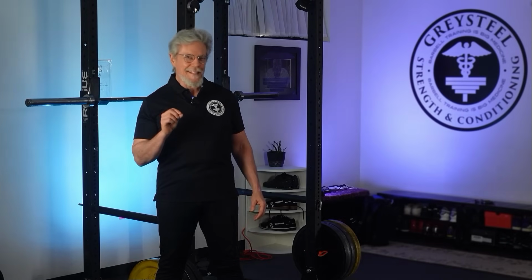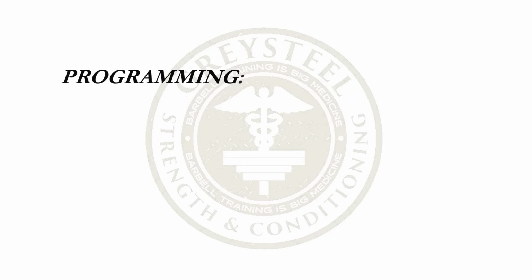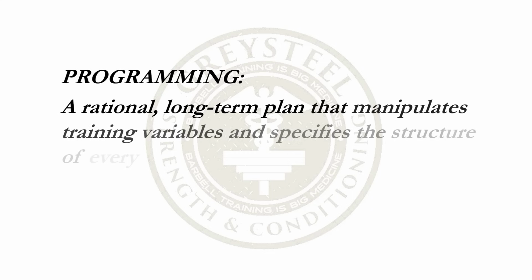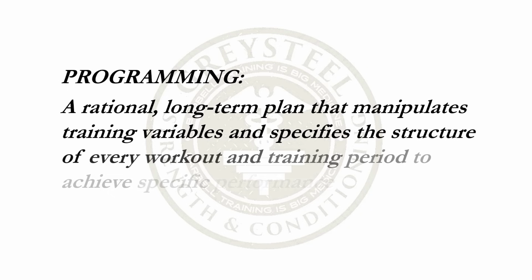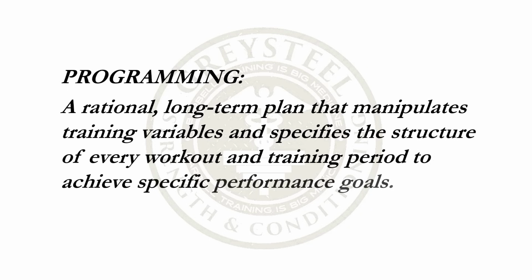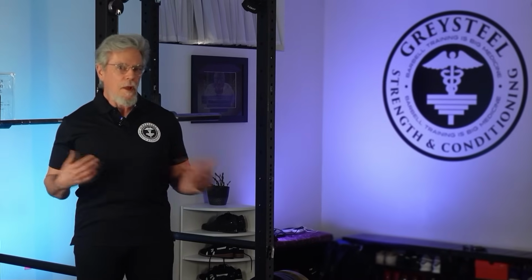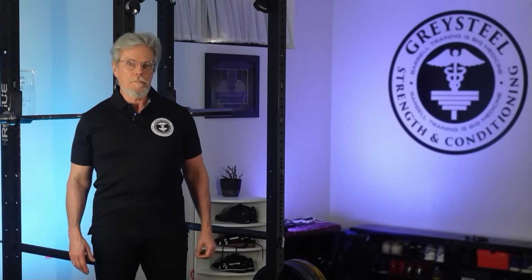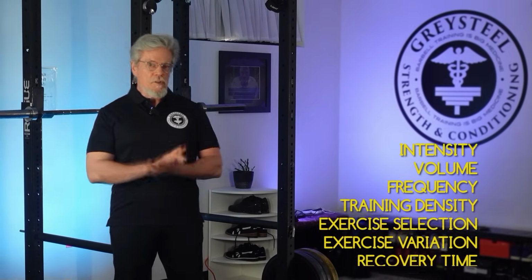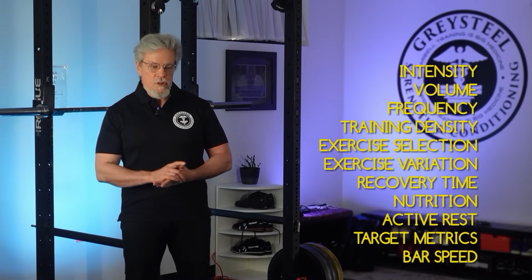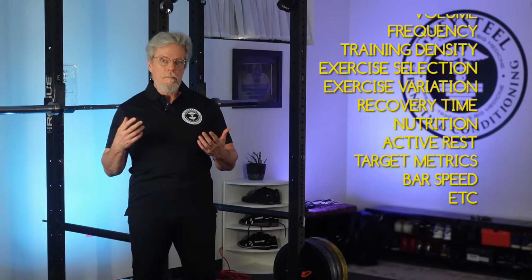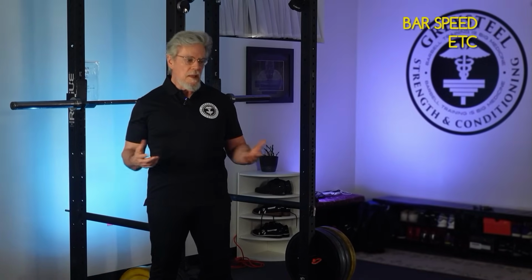Now, let's go back to that definition one more time. A rational, long-term plan that manipulates training variables and specifies the structure of every workout and training period to achieve specific performance goals. What are these training variables? Well, they are, in a word, manifold. Intensity, volume, frequency, training density, exercise selection, exercise variation, recovery time, nutritional variables, active rests, target metrics, bar speed, and so on.